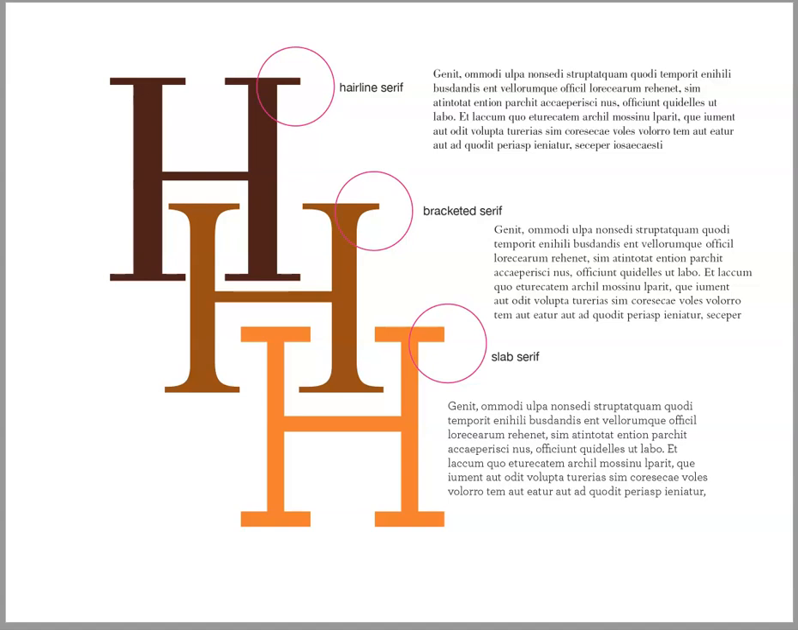And then you've got your bracketed, which shows the curve right here. This is a bracket that goes into the serif. And then you've got your slab serif, and if you remember, the slab serif means that the weight of the serif is roughly the same weight as the actual letter itself. If you look at these 3 examples of blocks of text, you can see how dramatically different they appear.